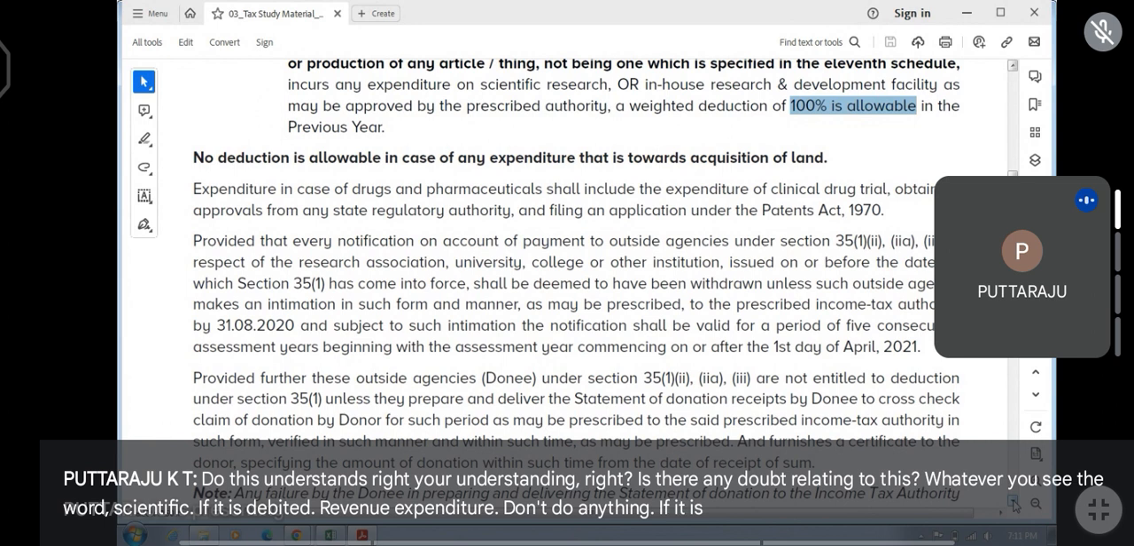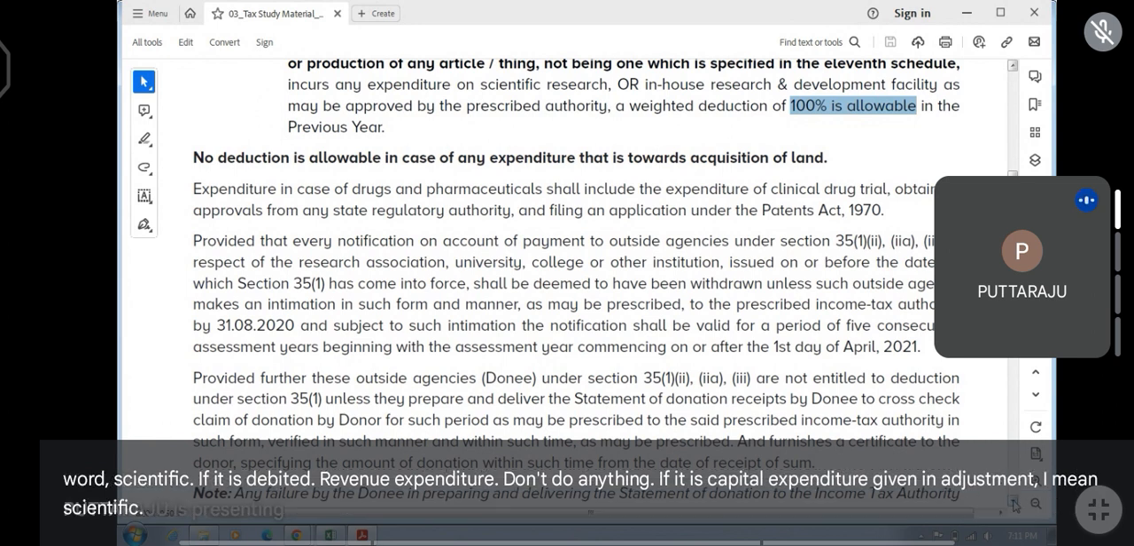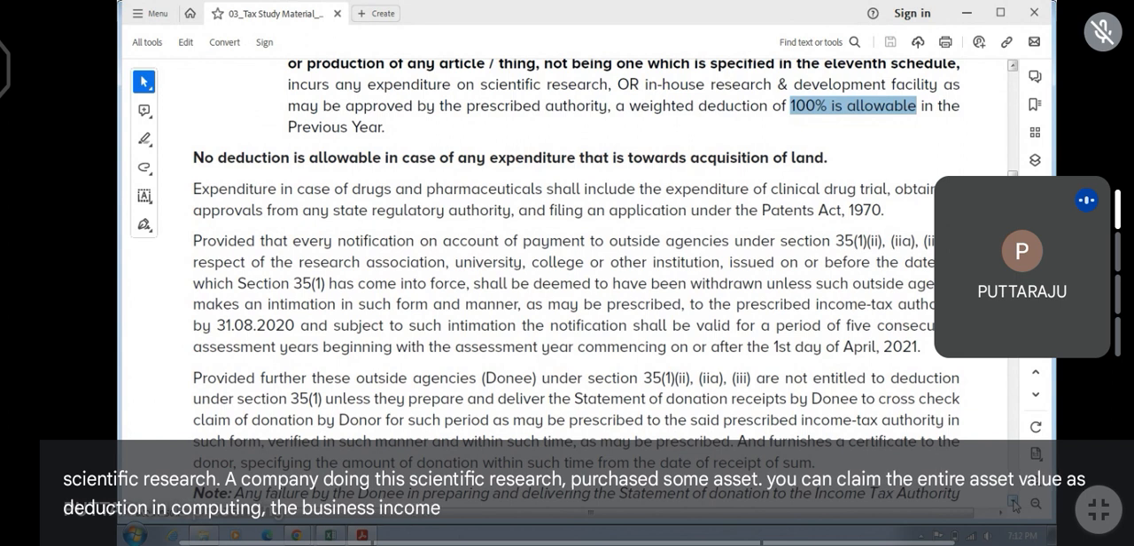If it is capital expenditure given in adjustment, I mean scientific research, a company doing the scientific research purchased some asset, you can claim the entire asset value as deduction in computing the business income. Understood?